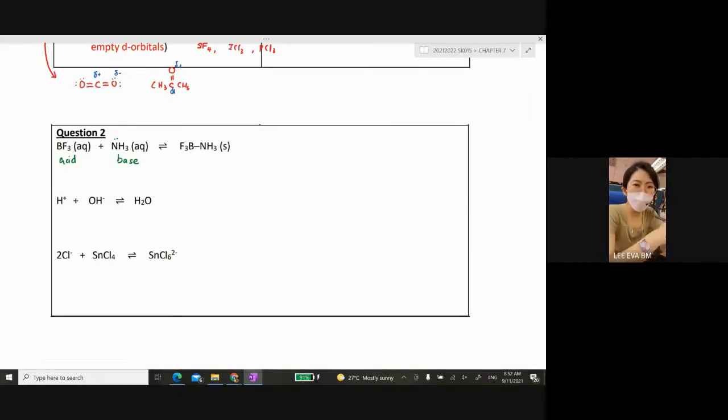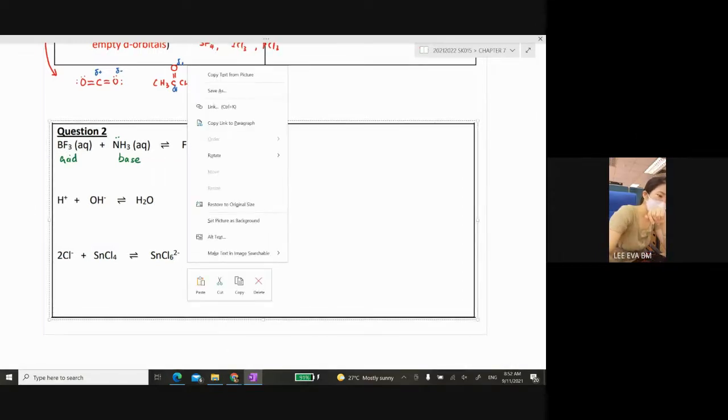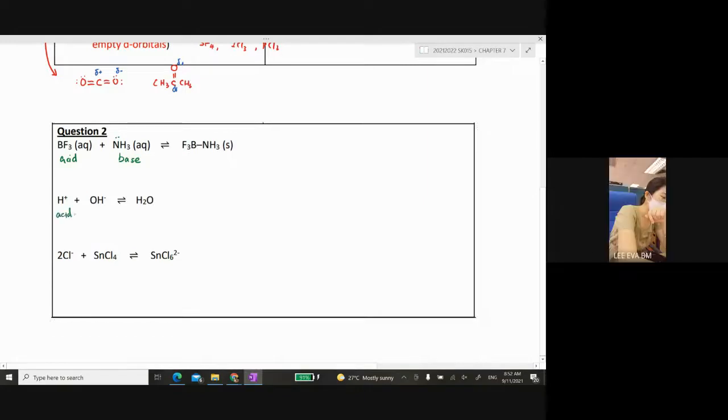Okay, so this example you have actually seen in chapter 4 when we did the dative bond. Dative bond, you still remember. But here we just want to explain acid and base property. Okay, how about H plus, acid or base? Very obvious, right? A second example, H plus, acid or base? Acid. OH minus, base. Cl minus, base, because it is an anion, it has extra electrons.